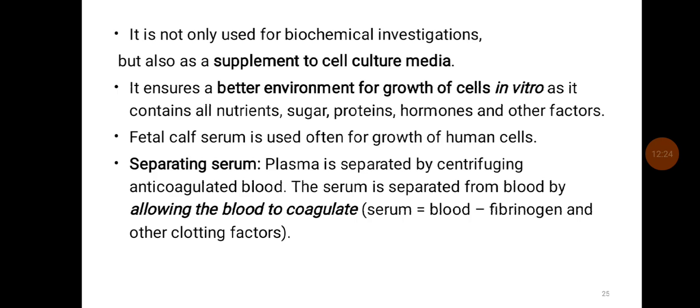How do you separate the serum? Plasma is separated by centrifuging the anticoagulated blood. The serum is separated from blood by allowing blood to coagulate. So that's how serum is equal to blood minus fibrinogen and other clotting factors.